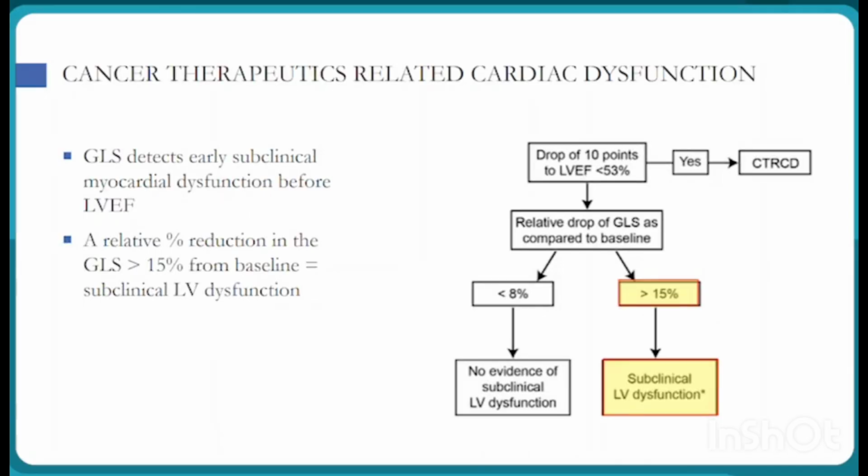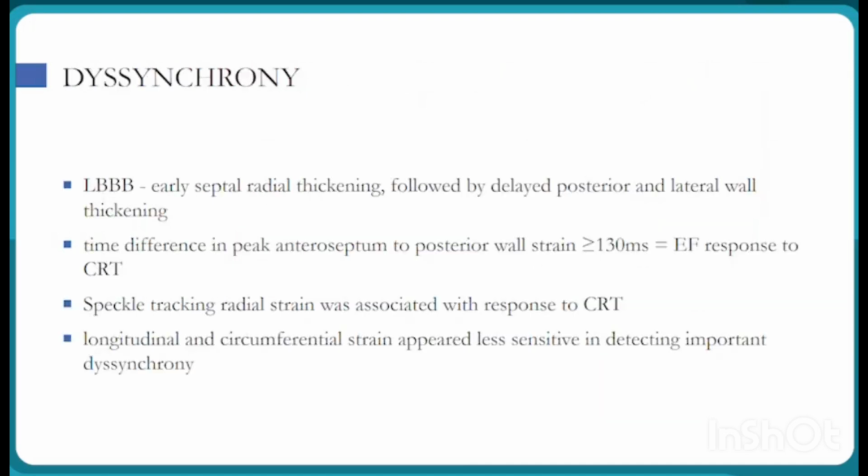Now in patients who are on cancer chemotherapy and related cardiac dysfunction, the GLS detects early subclinical myocardial dysfunction even before the LV ejection fraction drops. So a relative percentage reduction in the GLS by more than 15% from the baseline indicates subclinical LV dysfunction. So in patients who are on cancer chemotherapy, if there is a drop of more than 10 points to LVEF less than 53%, you directly label them as cancer therapeutics related cardiac dysfunction. But if that is not the case, even in patients with preserved LV function, if there is a relative drop of GLS compared to baseline by more than 50%, then that indicates subclinical LV dysfunction.